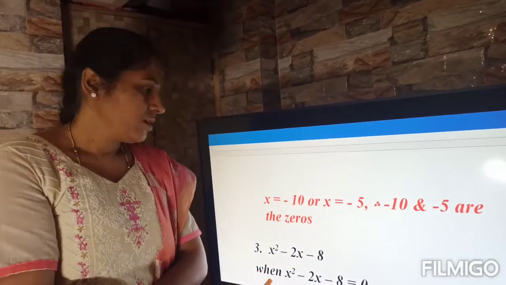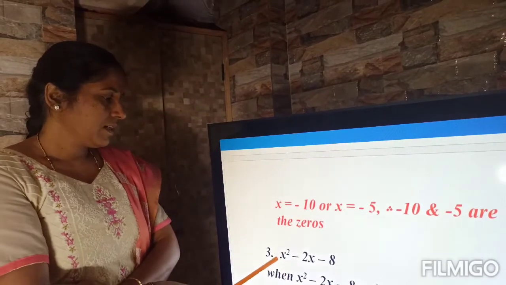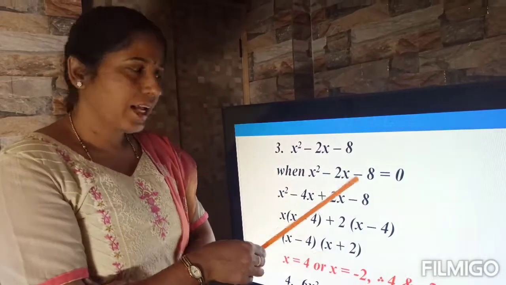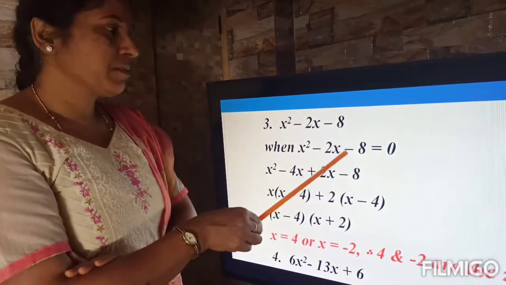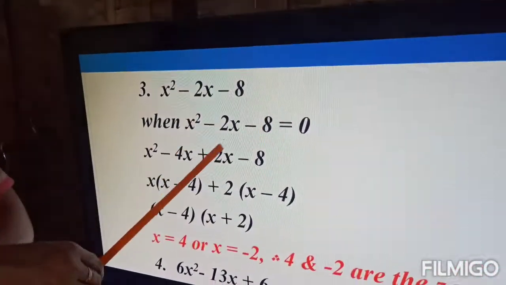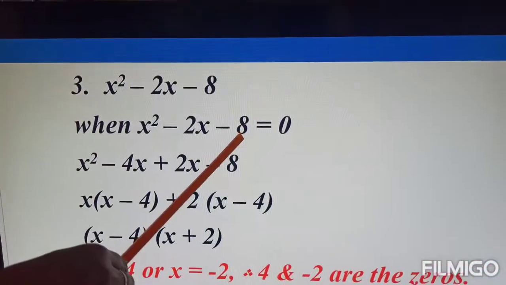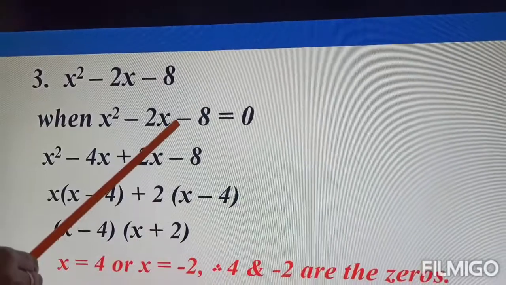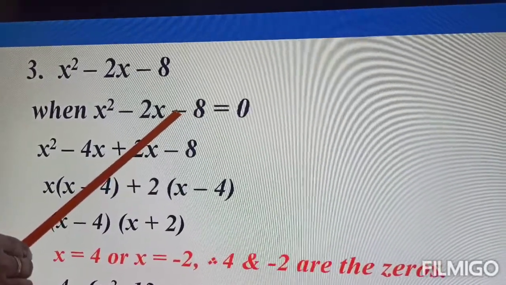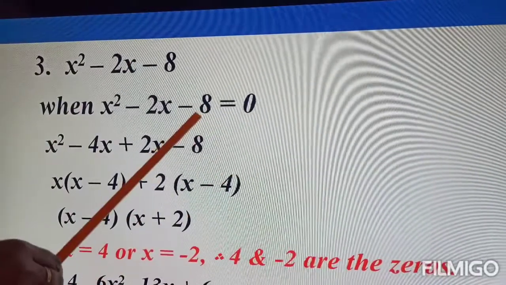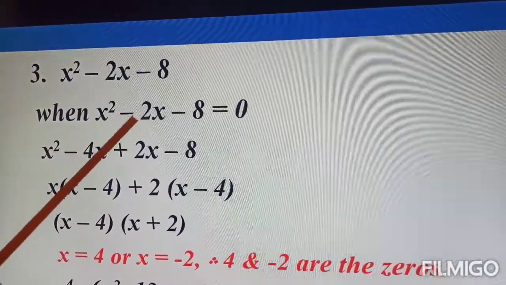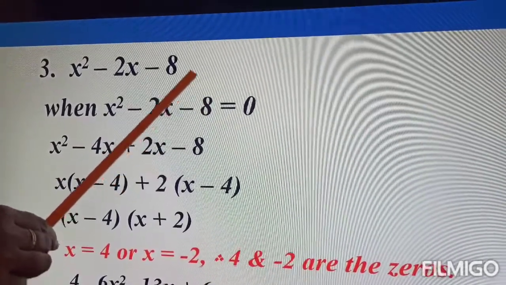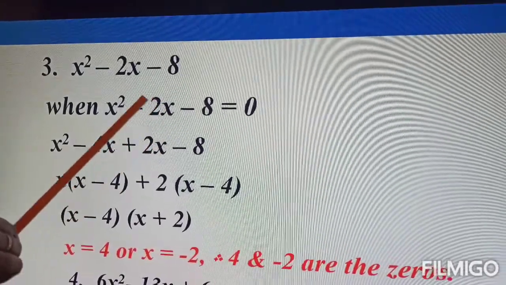Okay, understood? Next, we go to the third sum: x square minus 2x minus 8. When x square minus 2x minus 8 is equal to 0, then we have to take the factors of 8. What are the factors of 8? 4 into 2, 4 twos are 8. Here minus is there. If it is minus here, by subtracting the factors of 8, we have to get the middle term. What is the middle term here? By subtracting 2 from 4, we will get 2.